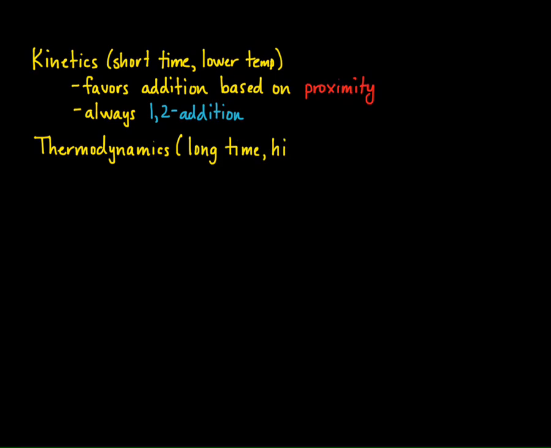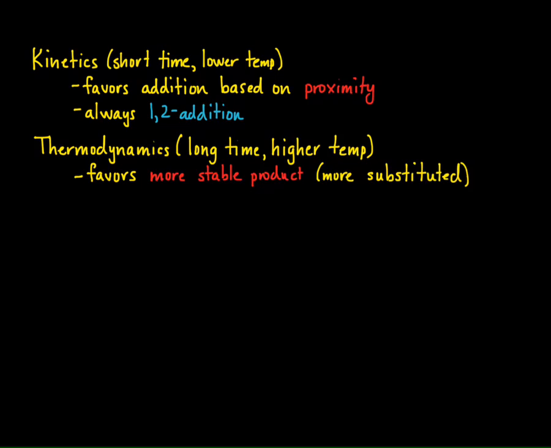Thermodynamics, on the other hand, long time, higher temperature, and this always favors the more stable product, right? So you have to look at which one of them has the more substituted alkene, and that's going to be the one that favors the product that is favored thermodynamically, right? So let's look at an example here.